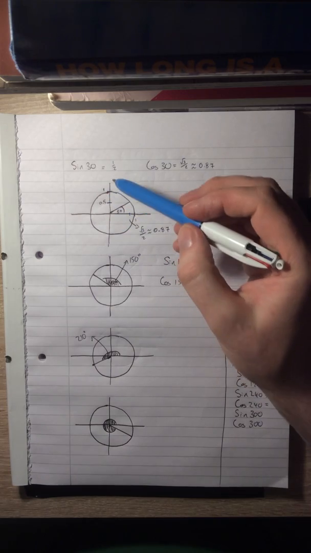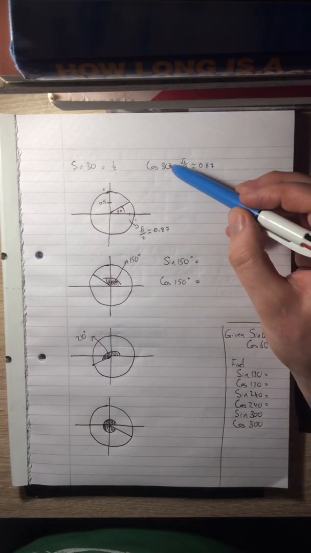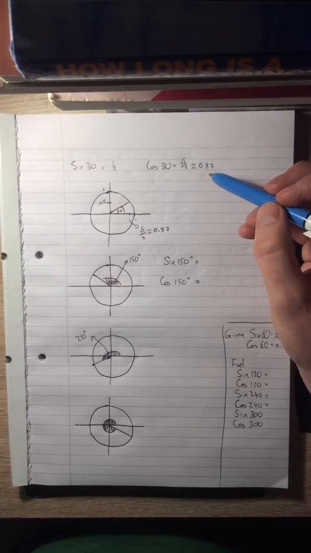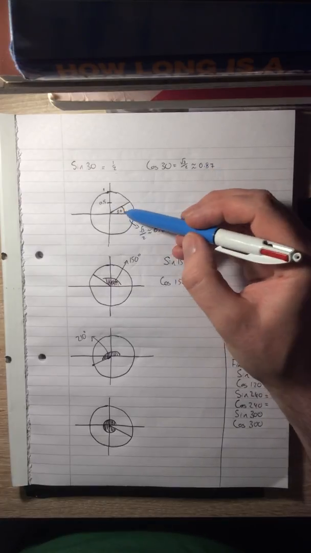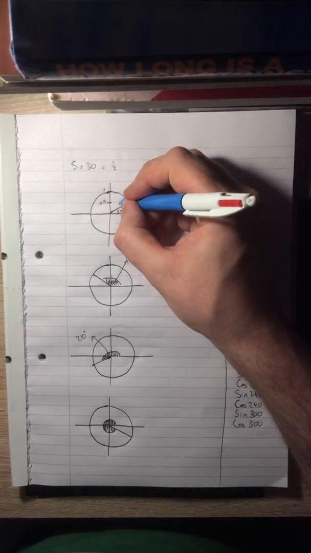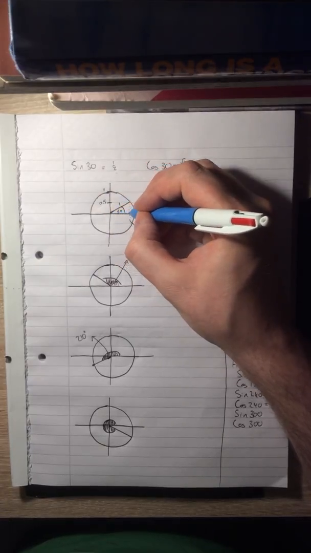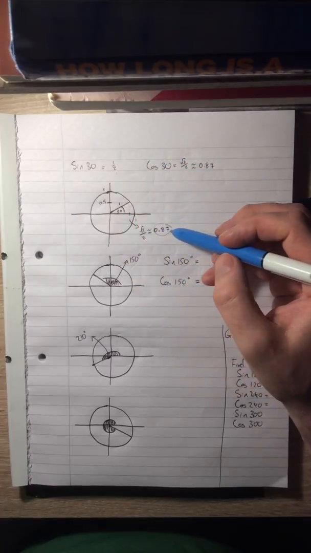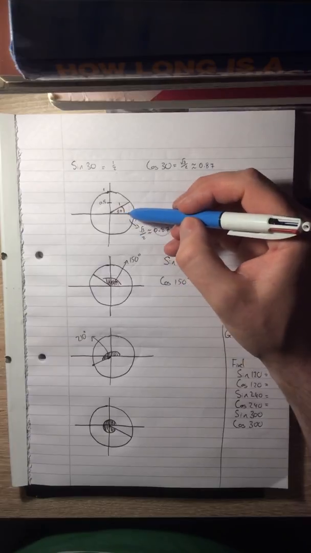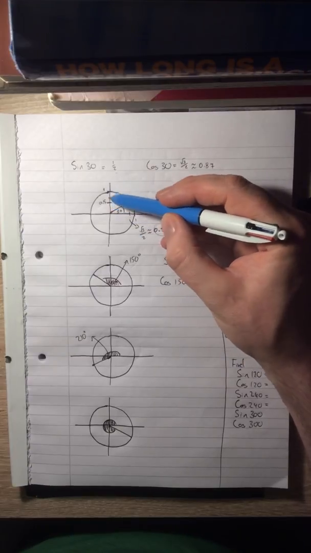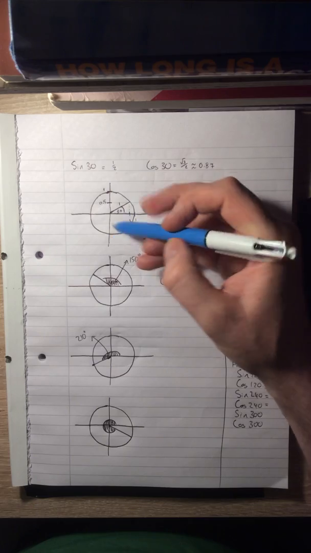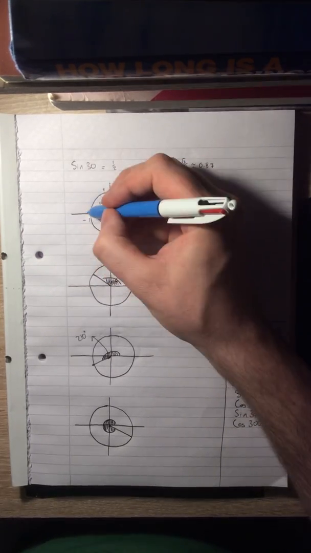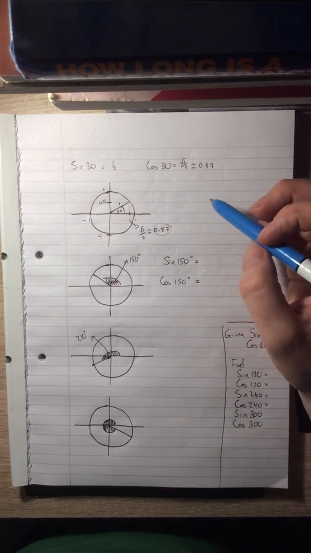If you were told that the sine of 30 is a half, and the cos of 30 is root 3 over 2, which is about 0.87, here's what your unit circle would look like for 30. Your hypotenuse there is 1, and there's your right angle triangle. The base of that triangle, which is your cos of 30, is 0.87, and the height is 0.5. There's 1, minus 1, 1, minus 1. Unit circle, radius of 1.